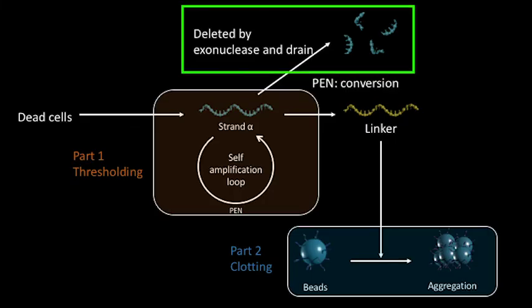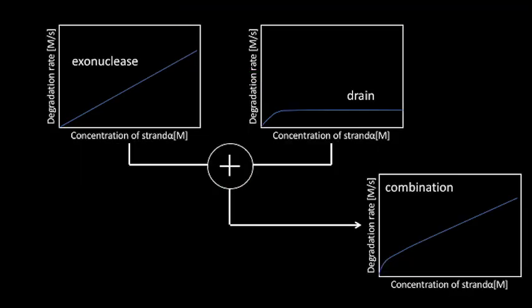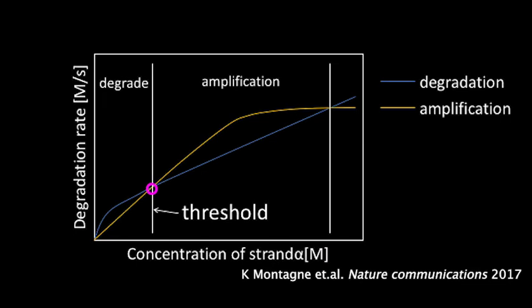How to suppress the signal of DNA from a small wound? Strand alpha in this system gets degraded by exonuclease and inactivated by drain template. The decreasing rate of strand alpha is nonlinear because of the combination of exonuclease and drain. The concentration of strand alpha in the equilibrium state of amplification and degradation is the threshold.